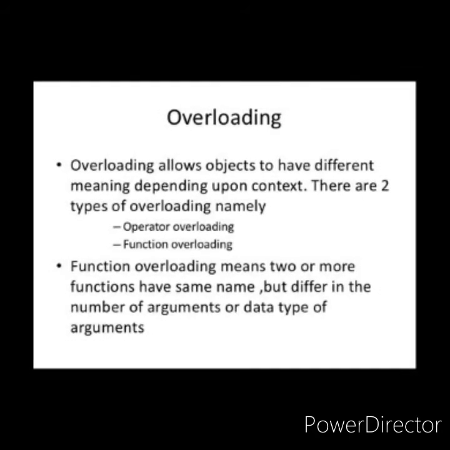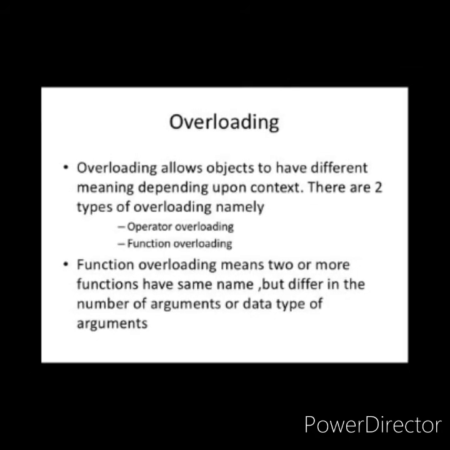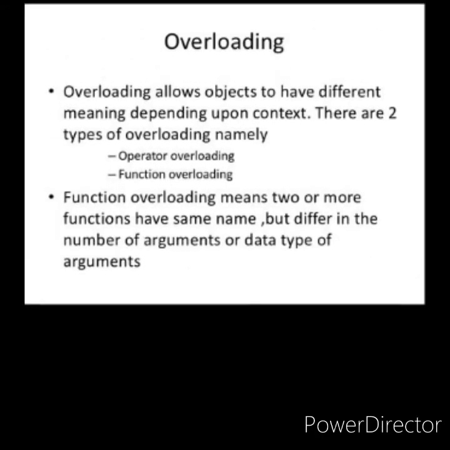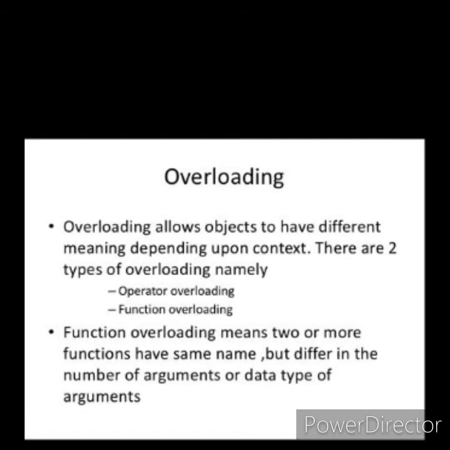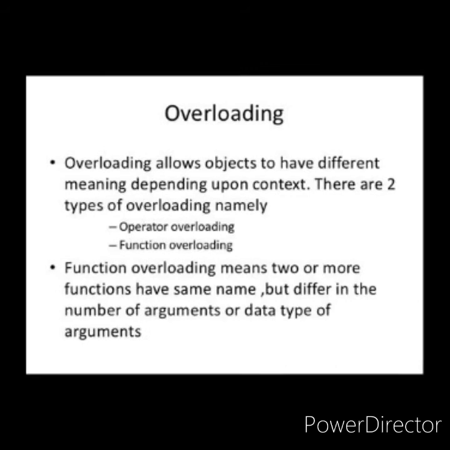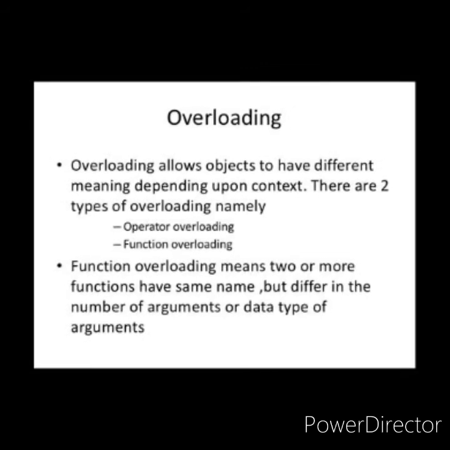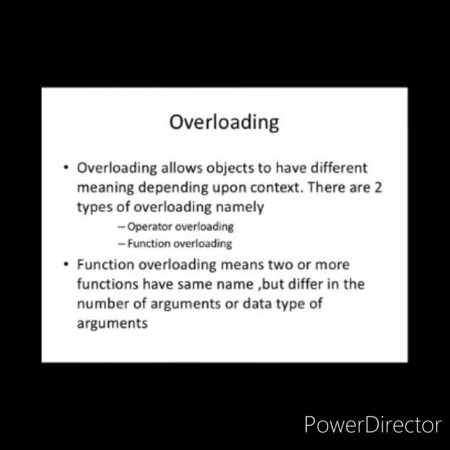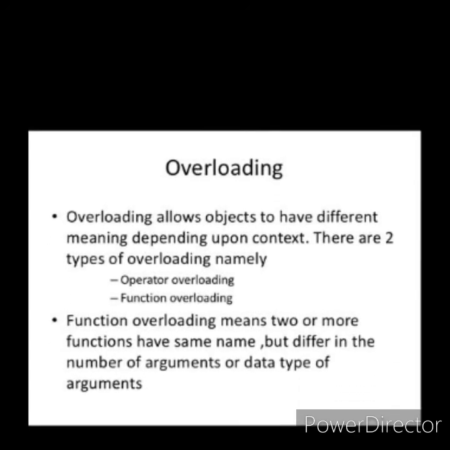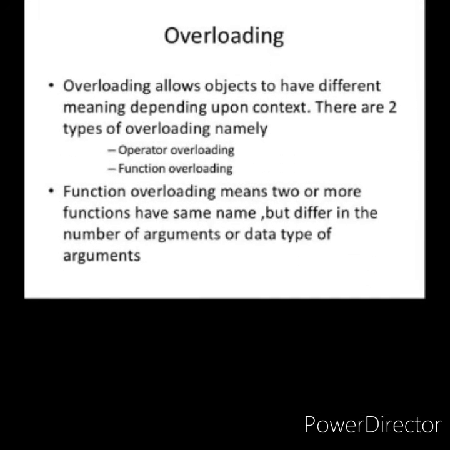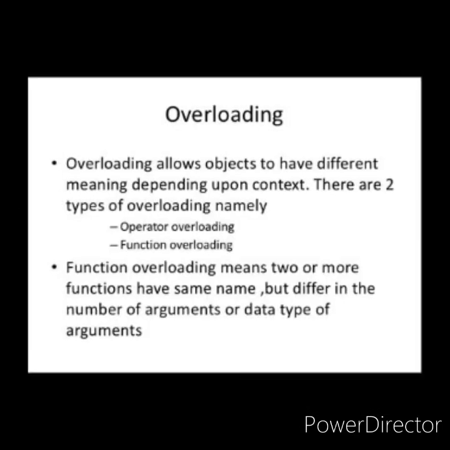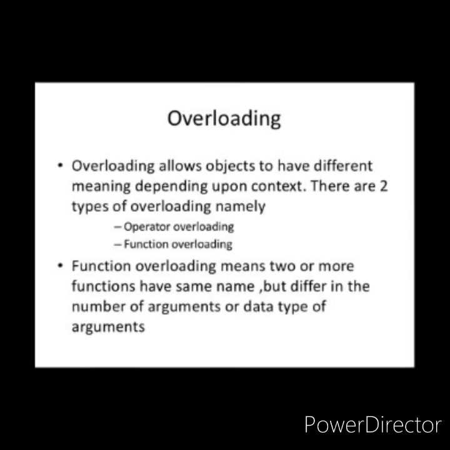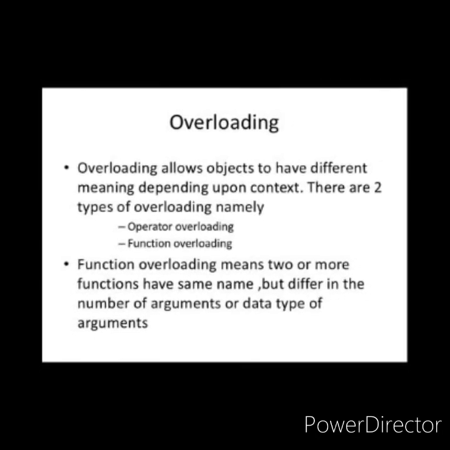The next characteristic of object oriented programming is called overloading. What overloading does is allow objects to have different meanings depending upon the context. That is, one object can have more than one meaning. That is called overloading.